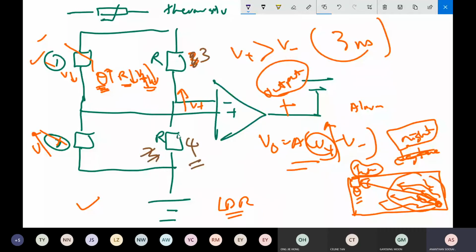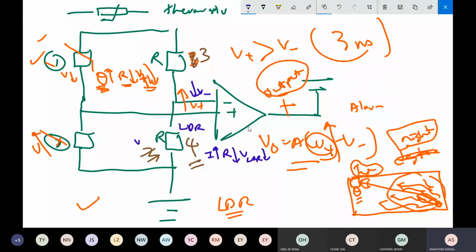So if you put the LDR here, what happens? When the light intensity rises, suddenly burning starts, the light intensity rises. What happens to the resistance of the LDR? Decreases. The voltage of the LDR, what happens? The voltage of the LDR also decreases. What happens to the negative input? This is very important. Drops or rises? Decreases. Good. So the negative input decreases.